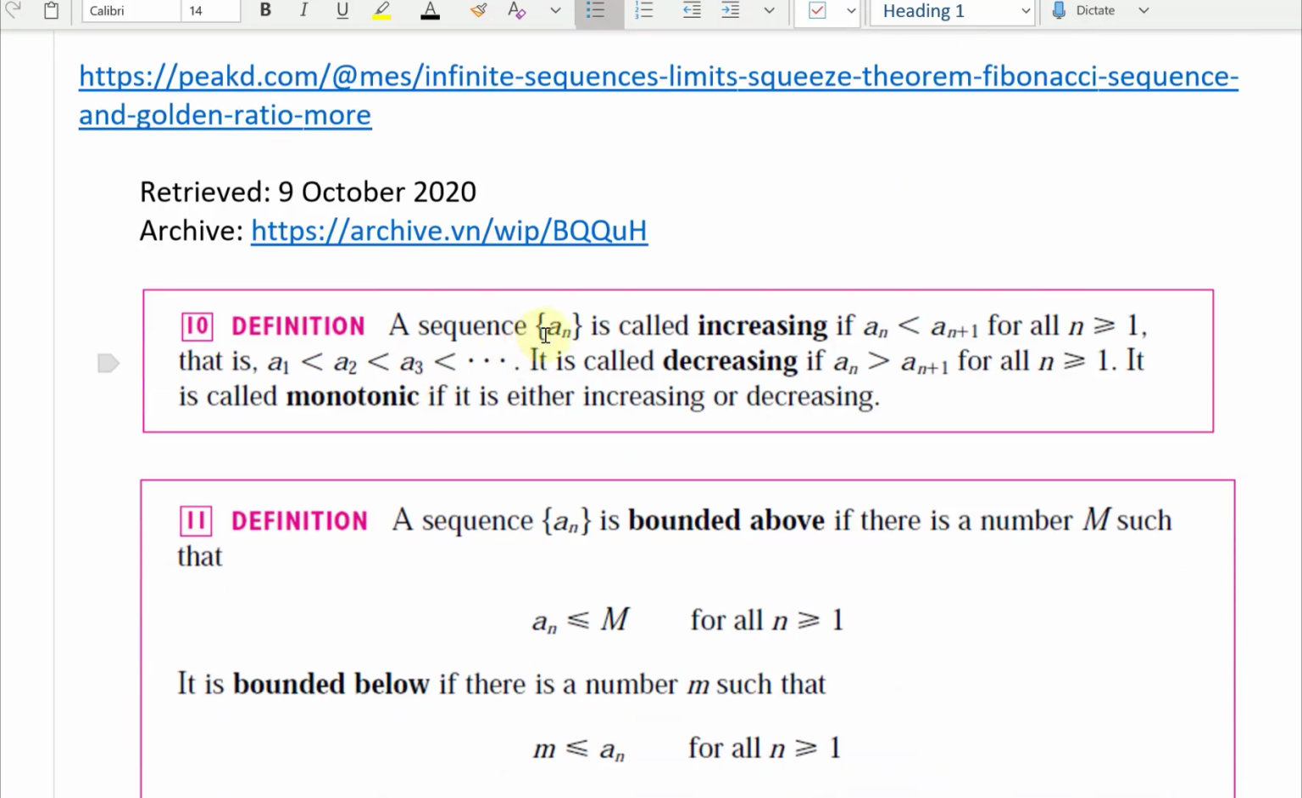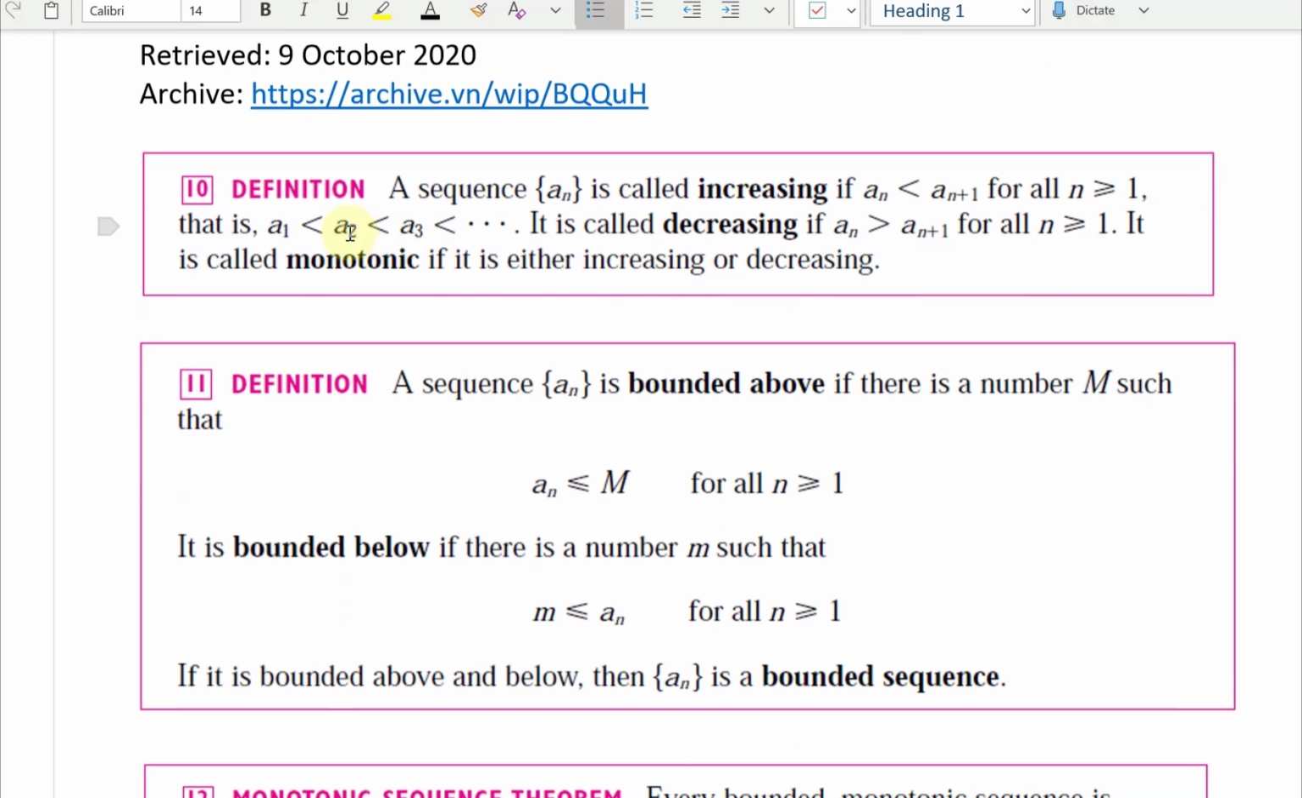So definition: a sequence an is called increasing if an plus 1 is greater than an for all n greater than or equal to 1. In other words, a1 is less than a2, less than a3. So the further down the road the terms go, the bigger they are. Likewise, it is called decreasing if an is greater than an plus 1, so an plus 1 is less than an, for n greater than or equal to 1. And it's called monotonic if it is either increasing or decreasing.